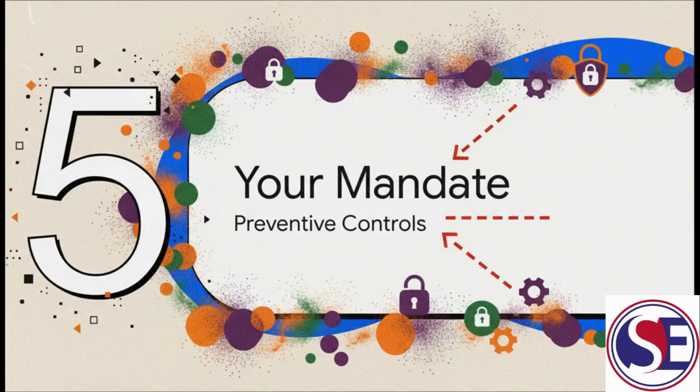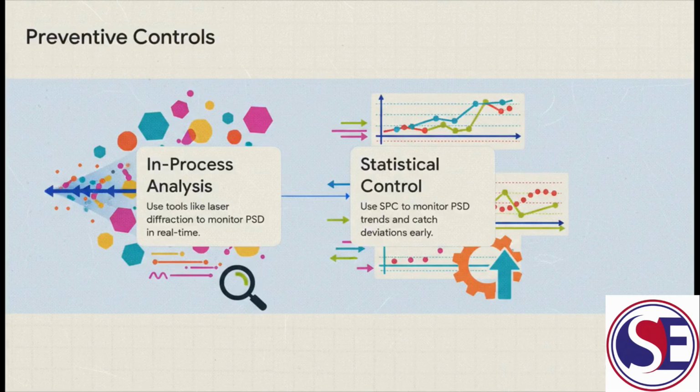So how do we prevent this? This brings us to your mandate, preventive controls. Your responsibility centers on two specific actions. These are not optional, they are a mandatory part of your role, starting right now. First, you will implement in-process particle size analysis. This means using tools like laser diffraction to monitor PSD in real time, during production, not after it's too late.